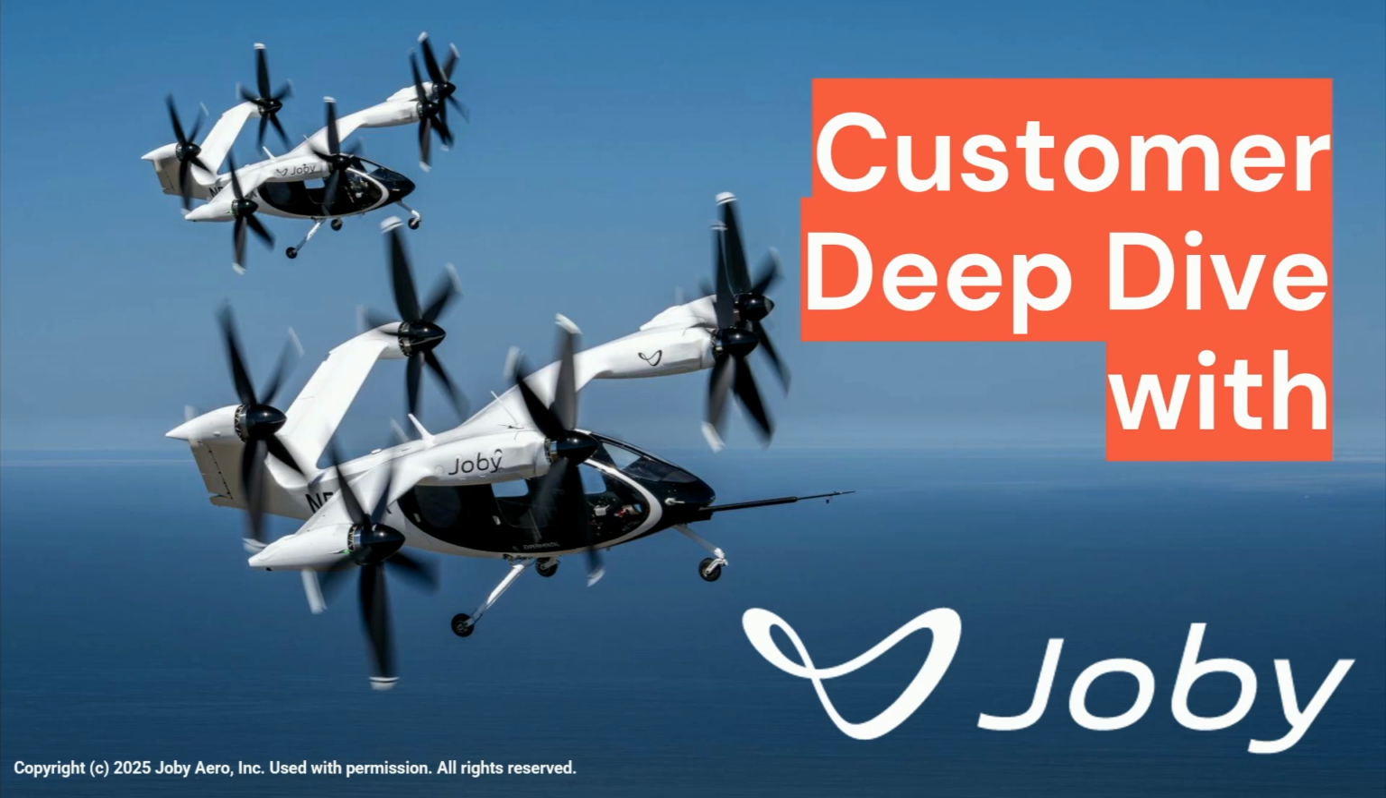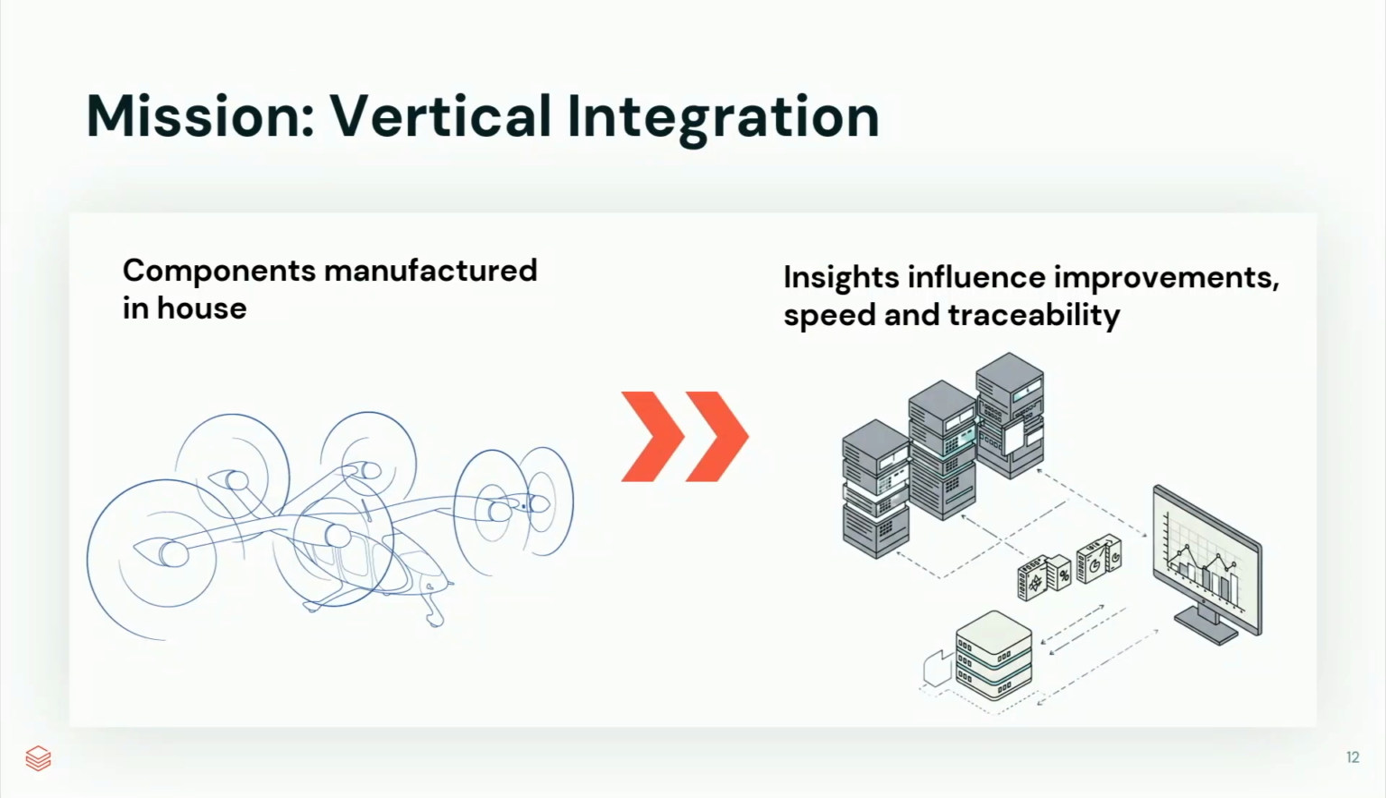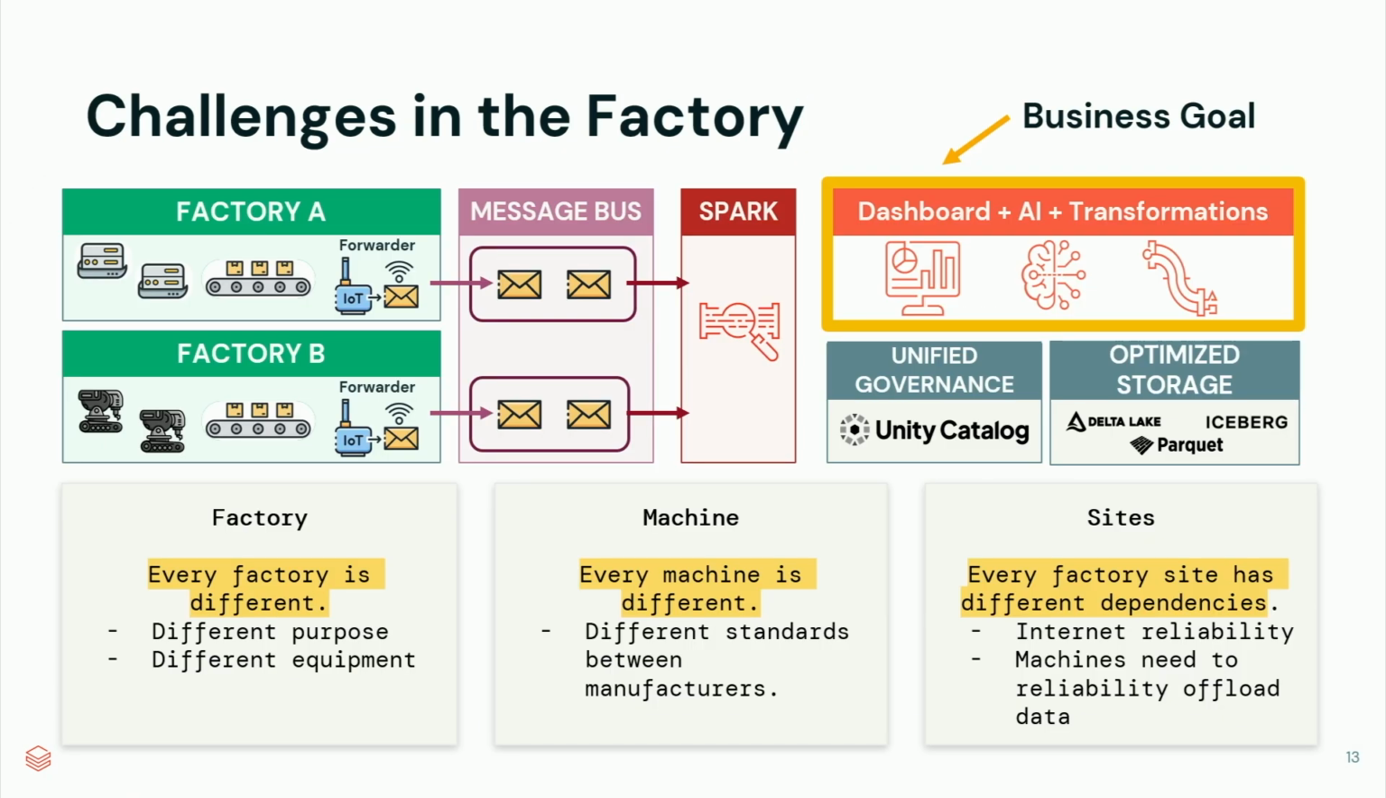So let's deep dive into a customer use case that we've been working on with Joby. So Joby is a completely vertically integrated business. They build their own aircrafts, and with these aircrafts, along with the manufacturing pipeline and their flight analytics, they're using all that data to improve the technology. They want to improve the device, they want to improve the aircraft, they want to improve the speed, and they want to be able to trace that data all throughout the path from the manufacturing to flight.